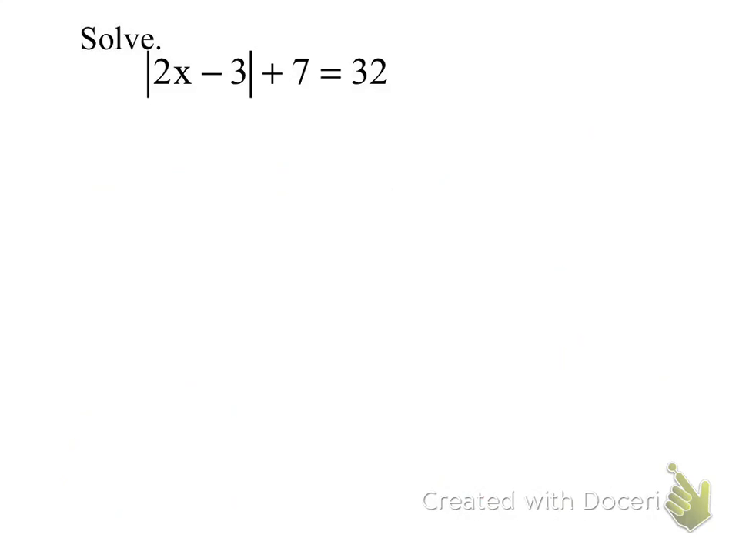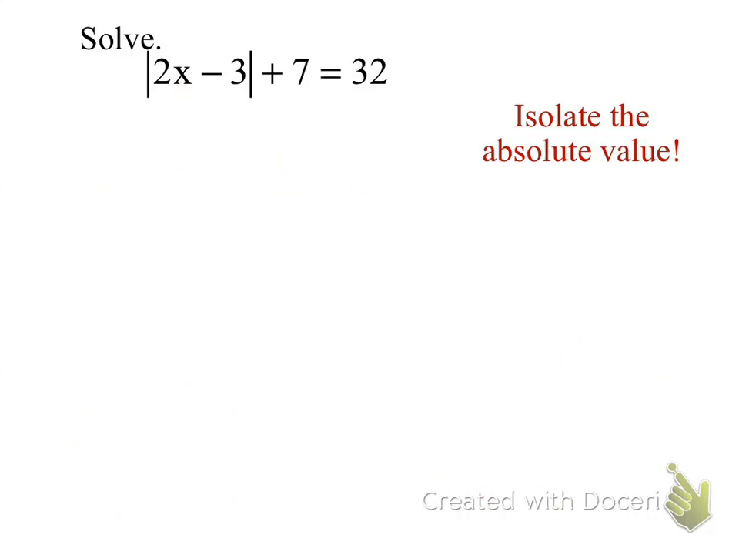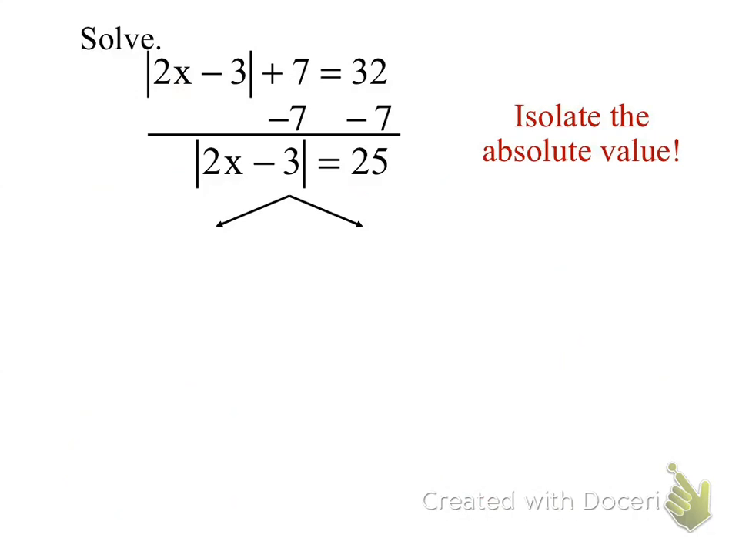So one more time. We're going to pretend this whole thing is a variable. So what would I do? We start with, we undo. We have to isolate our absolute value. Step 1, we isolate the absolute value. We cannot branch until our absolute value has been isolated. Here we get... Okay, now we can branch. Does that make sense?